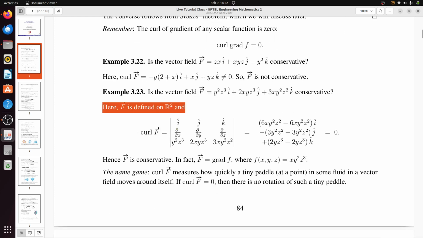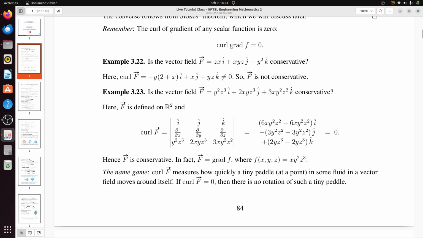So first, how to calculate? See, del/del y of 3xy²z² will be 6xyz², and del/del z of 2xyz³ will once again be 6xyz². The first component so vanishes. Then I have used the minus sign here, so that will be del/del z of y²z³, which is 3y²z², minus del/del x of 3xy²z², which is 3y²z², and then ultimately the result vanishes.